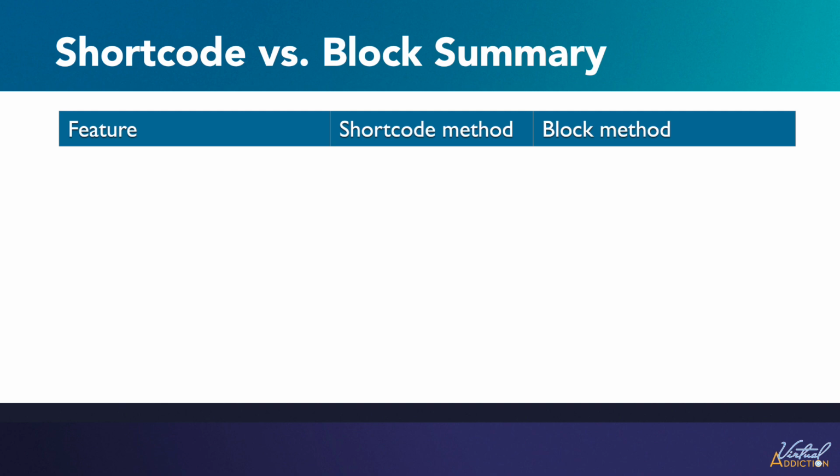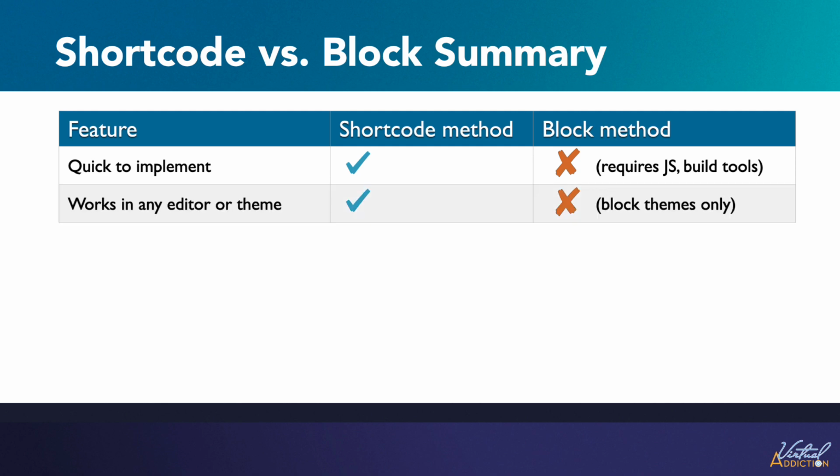Each one has its own pros and cons. Shortcode method is quick to implement. The block method is going to require that you use some JavaScript and other build tools. The shortcode will work in any editor or theme. The block method only works in block themes. With the shortcode method, it's easy to style with CSS. This is also true for the block method.